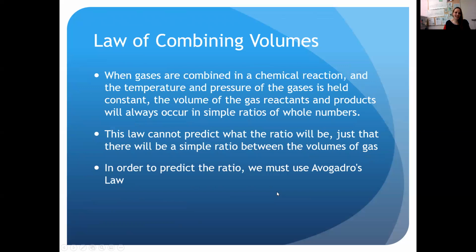The law of combining volumes is just a law that says if you combine 2 or more gases in a chemical reaction and you keep the temperature and pressure the same, the volume of the gas reactants and the volume of the gas products will occur in a simple ratio of whole numbers. It can't tell you what that ratio is going to be, just that it's going to be whole numbers. In order to actually figure out what that ratio is going to be, we use Avogadro's law.